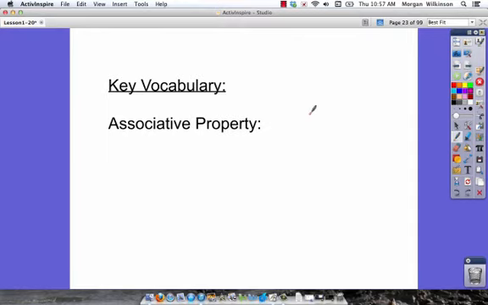Now in this lesson, we've got a key vocabulary phrase, the associative property. And the associative property works with both addition and multiplication. And we're going to use some numbers. The associative property will always be associated with parentheses. So we've got (2 plus 3) plus 4. And in this example, we're going to show how the associative property works with those parentheses.